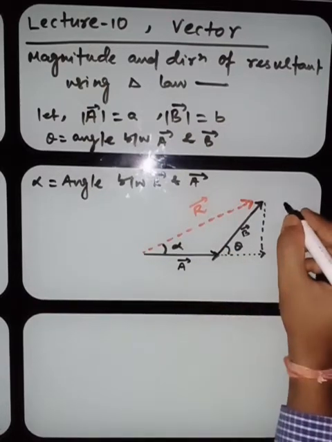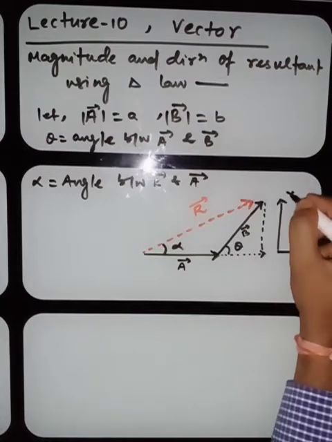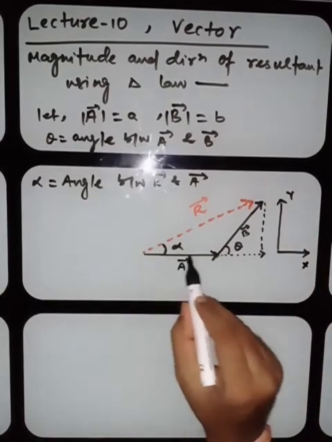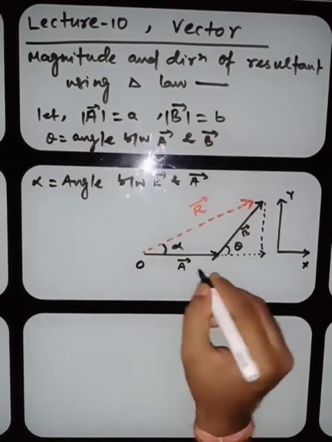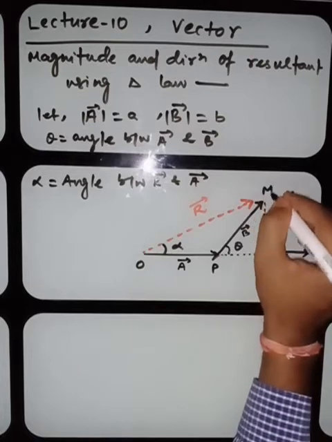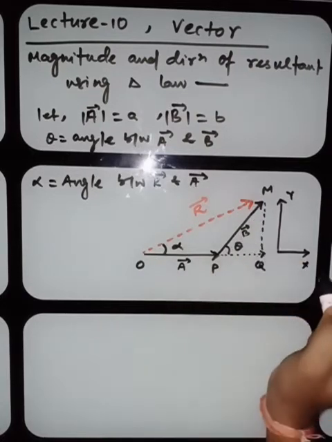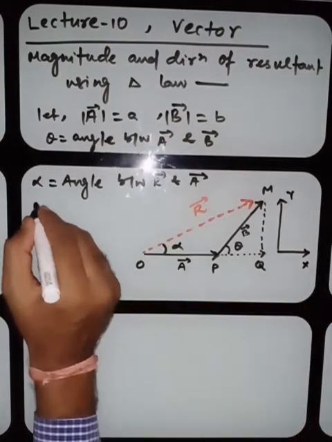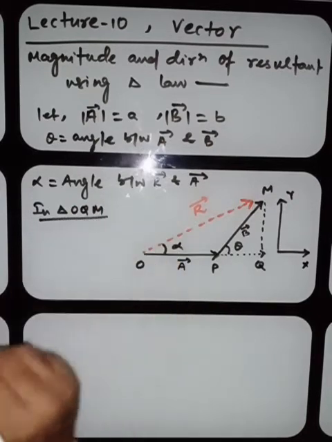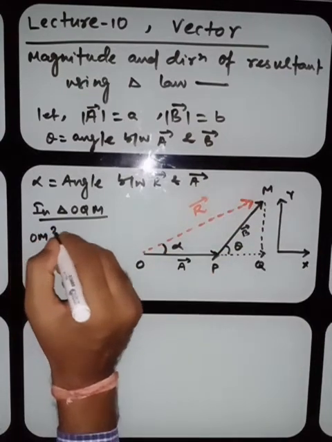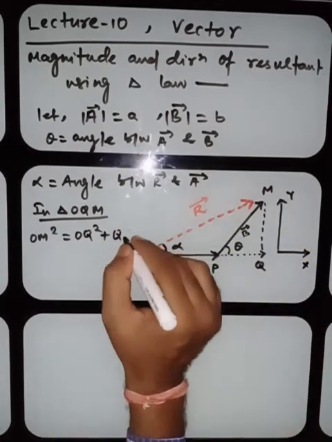Suppose this is the X and Y axis. This is very important. This is Y and this is X. So this vector A is along the X axis. It is very clear, you can see. My dear students, let me write this O, this is P, this is Q, this is M. In triangle OQM, directly you can get the value of OM using Pythagoras theorem. Using Pythagoras theorem in triangle OQM, you can write OM square is equal to OQ square plus QM square.